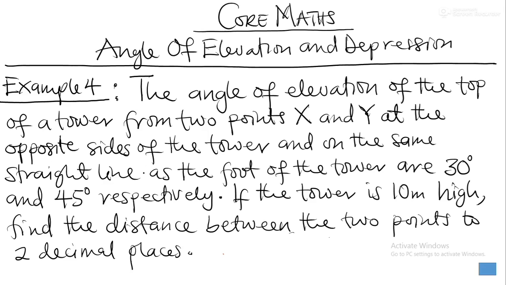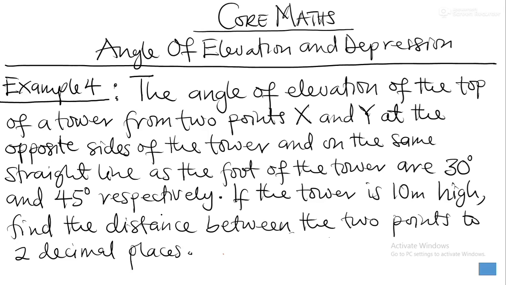Good. It says: the angle of elevation of the top of a tower from 2 points X and Y at the opposite sides of the tower and on the same straight line as the foot of the tower are 30 degrees and 45 degrees respectively. If the tower is 10 meters high, find the distance between the 2 points to 2 decimal places. So this is our question.